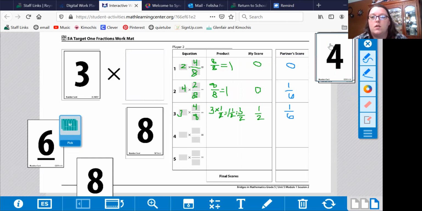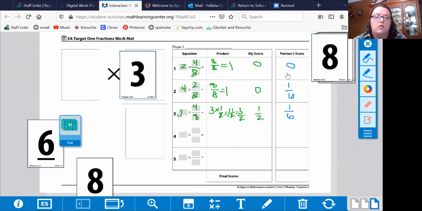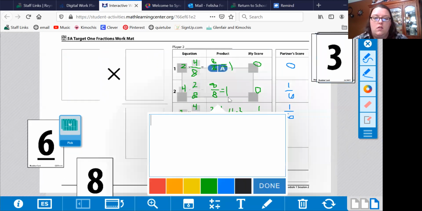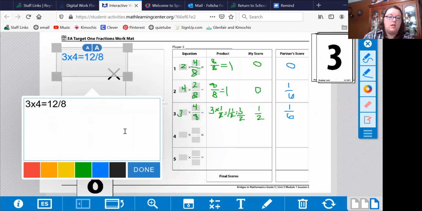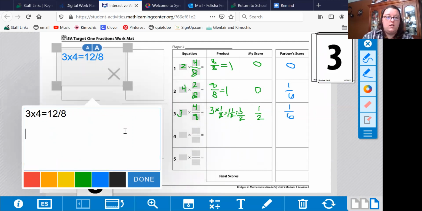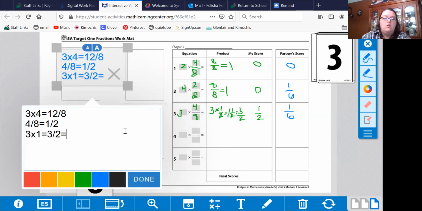All right, get these out of the way. I'm going to show you what I was trying to say here. So 3 times 4 is 12 out of the 8 I needed to make a whole. What I did was I changed 4/8 into 1/2, because I know that that's the same thing. So then I ended up having 3 times 1, which is 3, out of the 2 I need to make a whole, which is the same as 1 and 1/2.